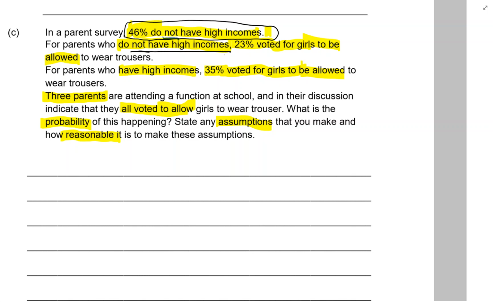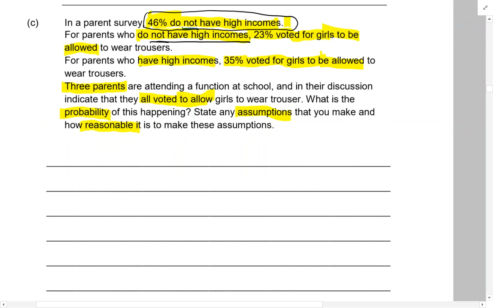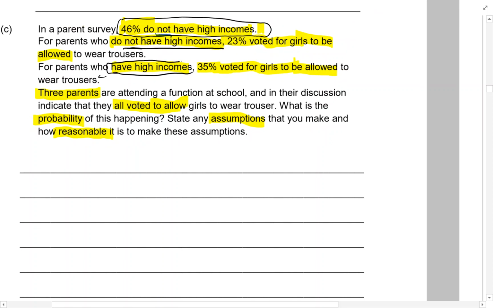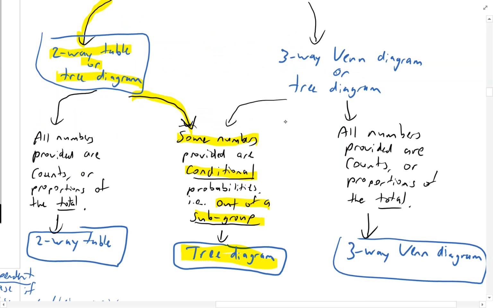And similarly, in the next paragraph there, for parents who have high incomes, 35% voted for girls to be allowed. That's conditional too, isn't it? And that's out of the subgroup of parents who have high incomes. So therefore, because some of these numbers are conditional probabilities, that means out of subgroups, that means we need to use what? We need to use a tree diagram.